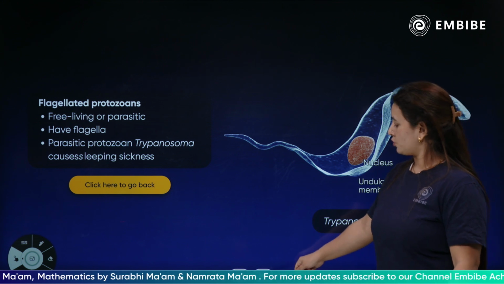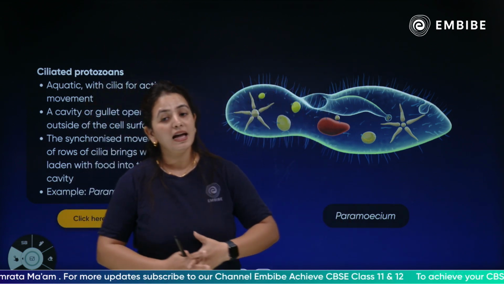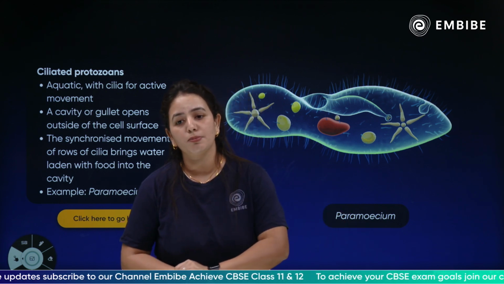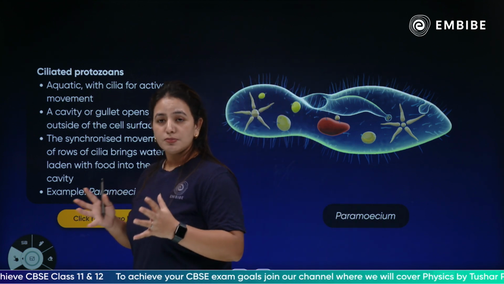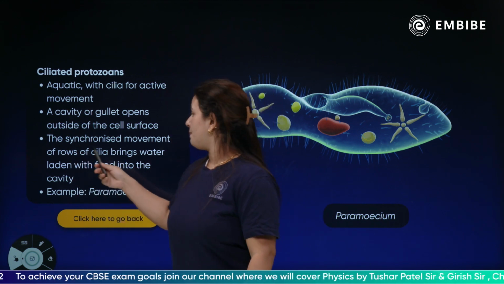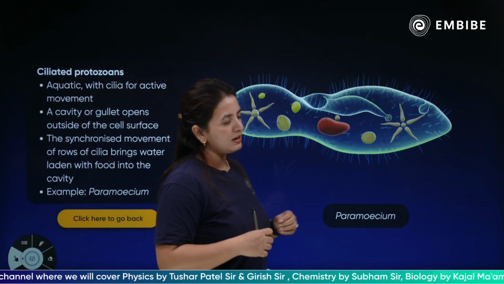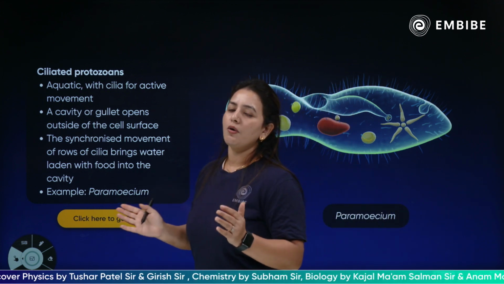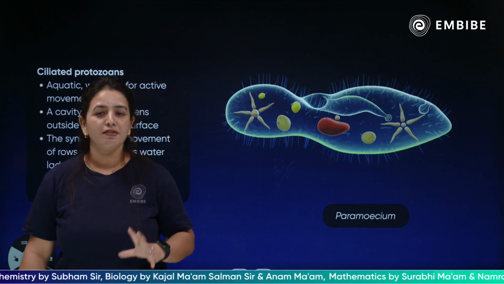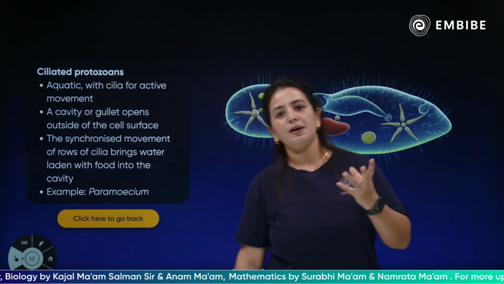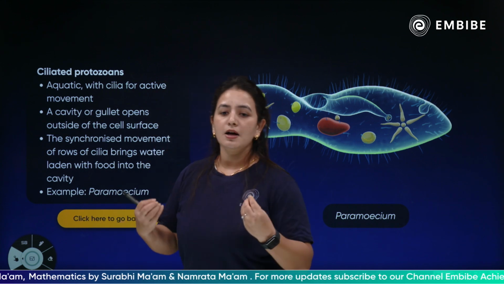The other group of protozoans is the ciliated protozoans. They are completely aquatic and they have cilia for movement, which is why they are known as ciliated protozoans. They have a cavity which opens outside the cell surface. The synchronized movement of the cilia brings water with food into the cavity. If there is a food particle lying around, the cilia go around it and capture it and the cavity curves around it to engulf it. The most common example of a ciliated protozoan is Paramecium.